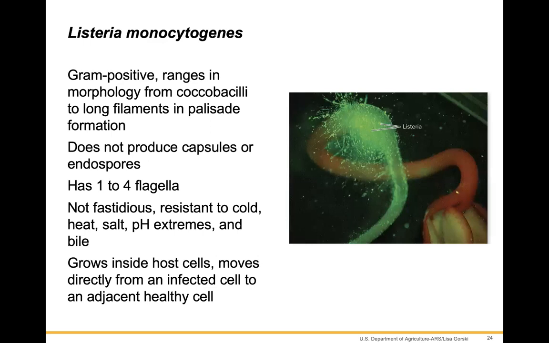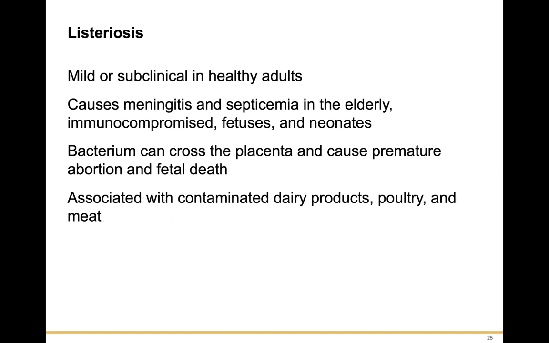Listeria monocytogenes, this is a gram-positive organism that ranges in morphology from coccobacilli to long filaments in palisade formation. It does not produce capsules or endospores. It typically will have 1 to 4 flagella. And it grows inside the host, moves directly from an infected cell to an adjacent healthy cell.